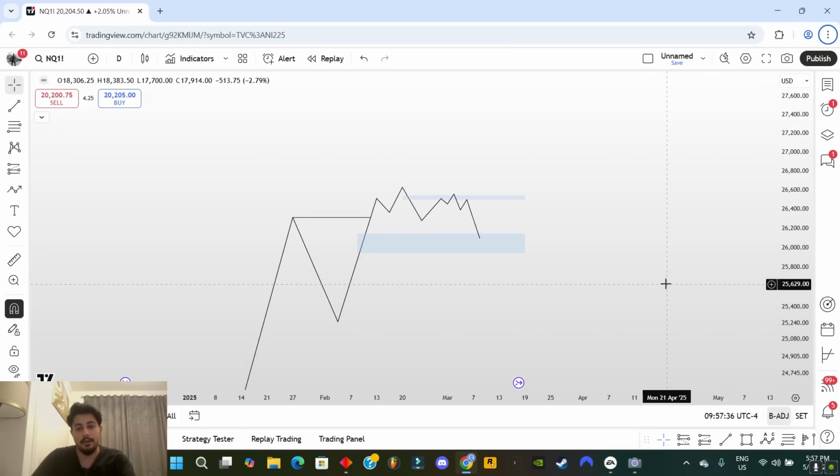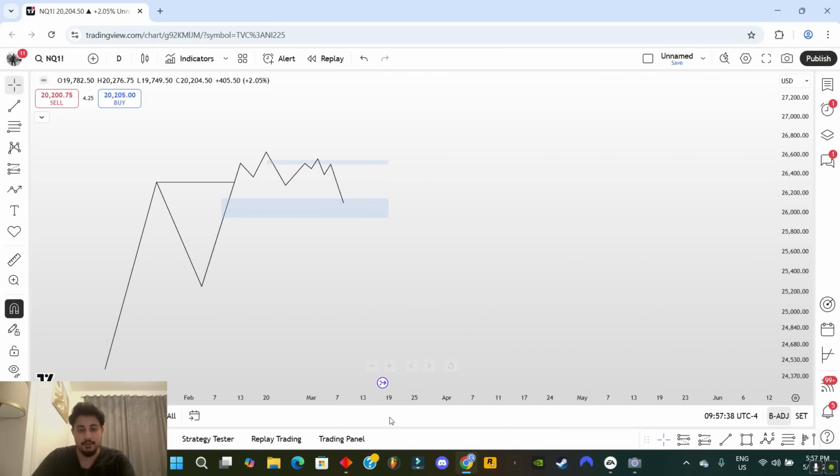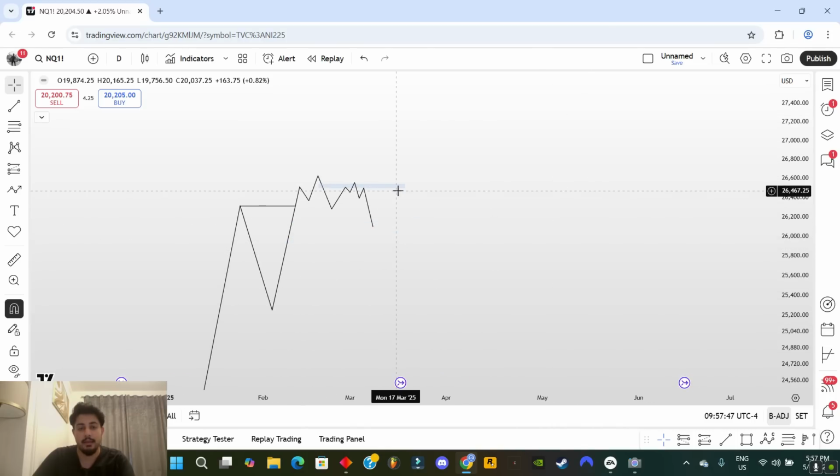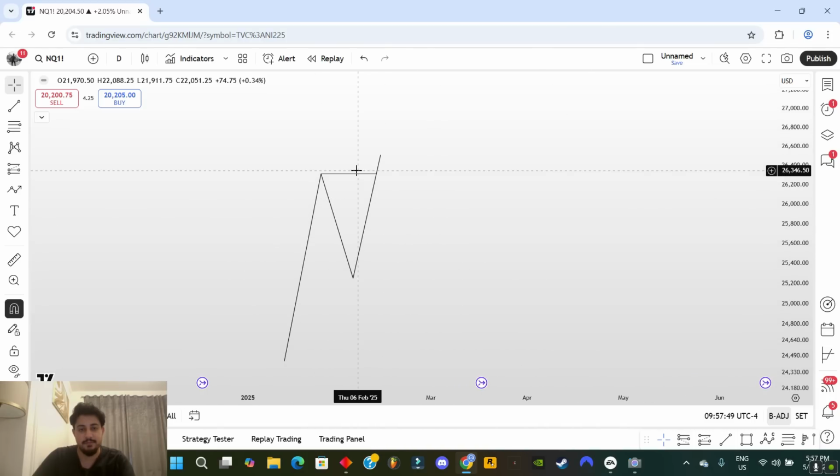So now I'm going to show you another method. So now we did external liquidity to internal liquidity. External liquidity is basically any high or low, and internal liquidity is any fair value gap. Okay, so let's just remove all of this, and let's just mark out this fair value gap.